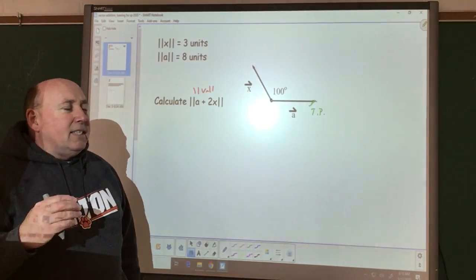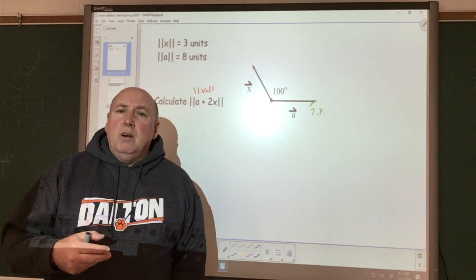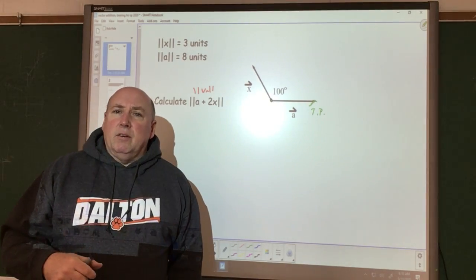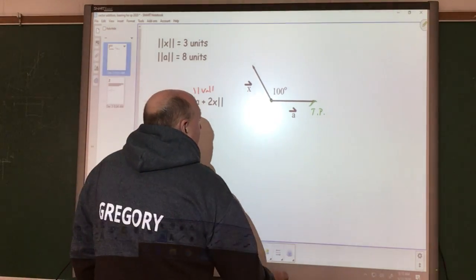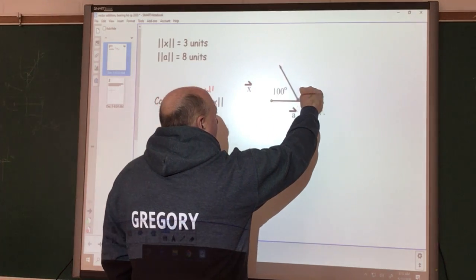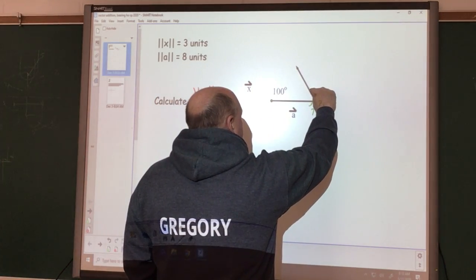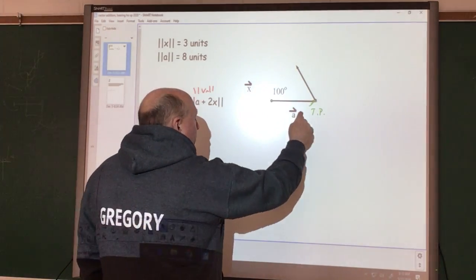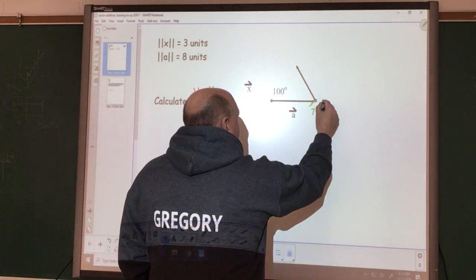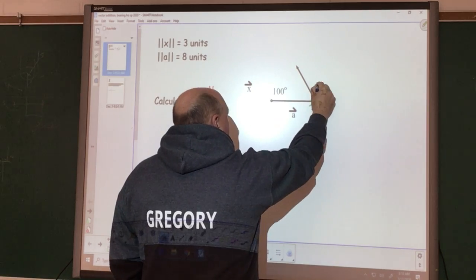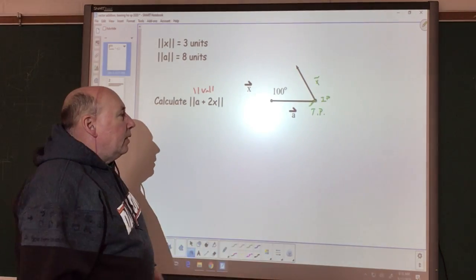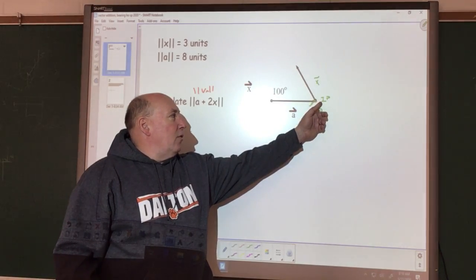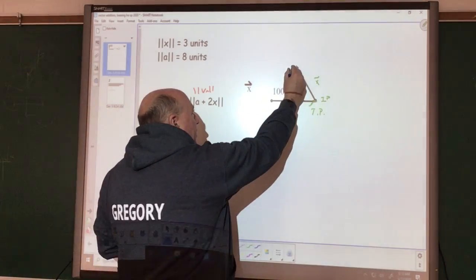Wherever I stop my first vector, I'm going to start my second vector. So I'm going to move x all the way down to here. Once again, this is now the initial position for x, and this is the terminal position up here.